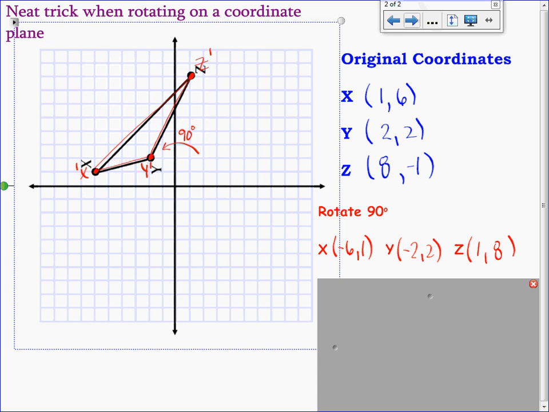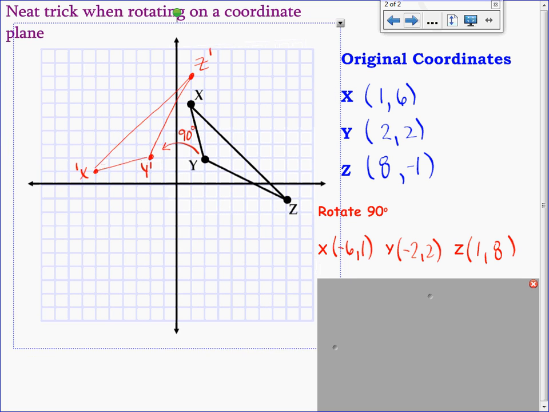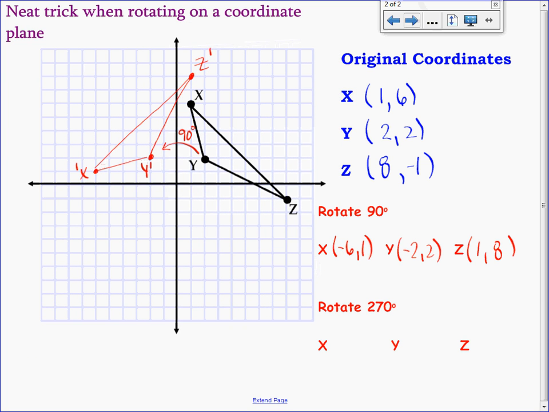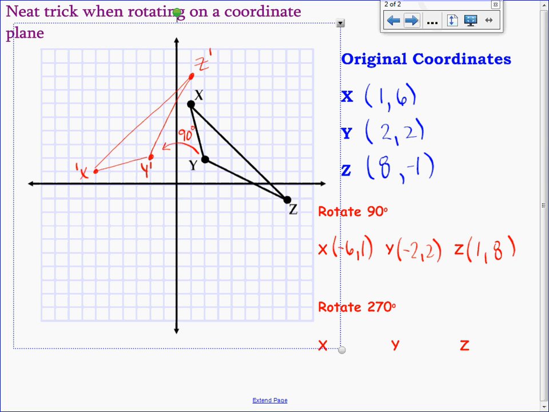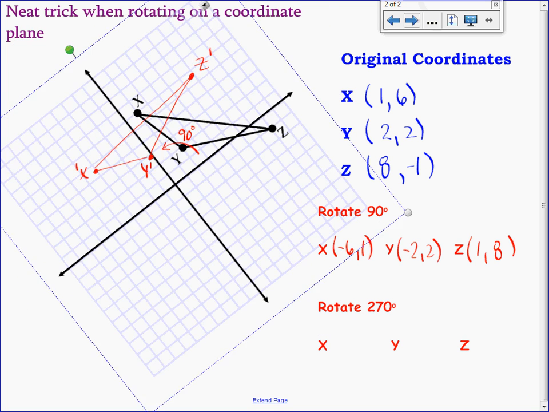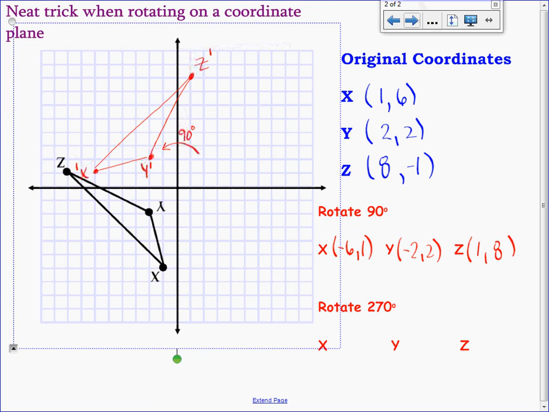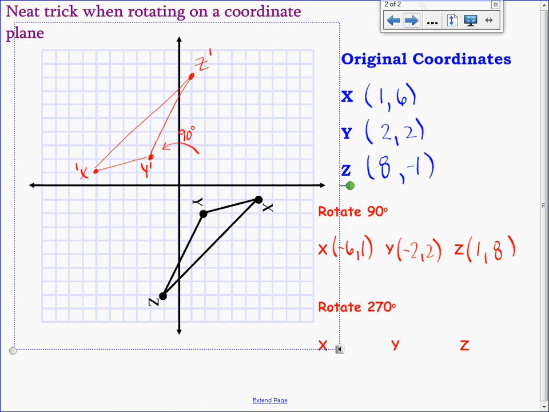Now, if we want to rotate it 270, how many turns is that? Right. You got 90, another 90, and another 90 would be 270 degrees. So they're only going to be asking you to rotate in increments of 90. They're not going to ask you to rotate at 45 degrees. So we've got 90 degrees, which we already did. This would be 180, and this is 270. So we're just going to practice this one more time. I'm going to use a different color for this triangle.